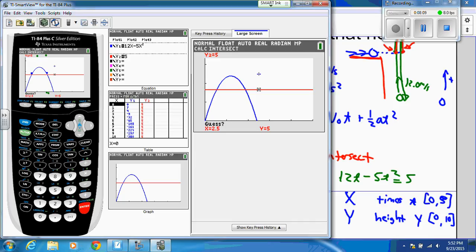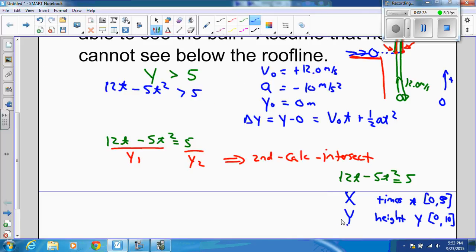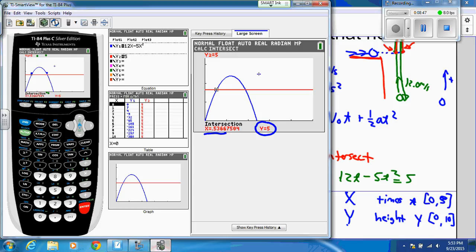And then it's going to ask us for a guess. The reason that we have to give a guess is that there are two intersection points, and we can only find one at a time. So we're going to work left to right and put our cursor on the intersection point on the left and hit enter. And when we do, we find that our intersection point is, of course, when y is 5, and it is when t is about 0.54 seconds. So our first solution is 0.54 seconds. That's going to be when the ball first becomes visible.